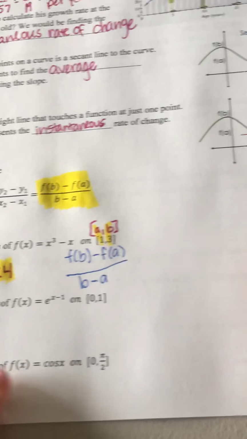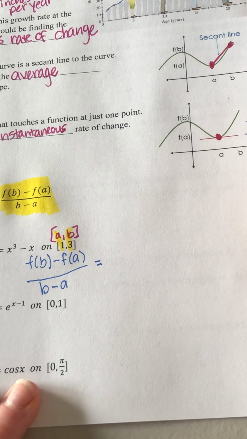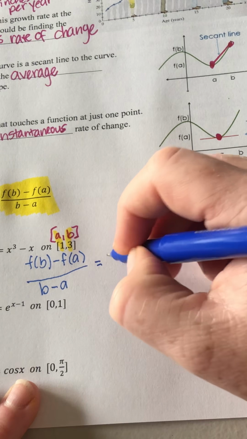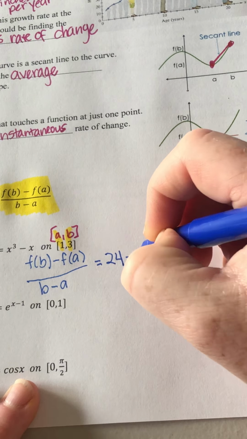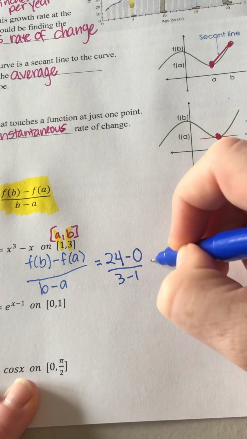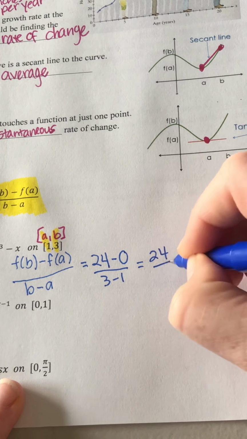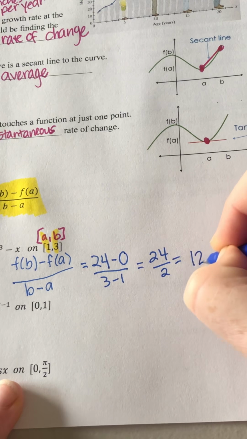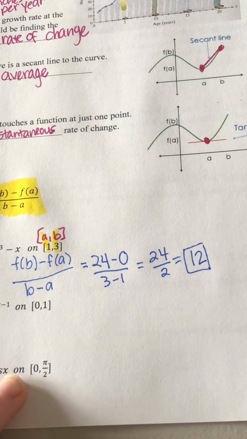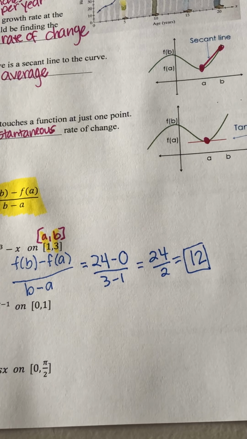Okay, so now that we plugged everything into the function, we really do have our points. F of B comes first. So f of B is 24 minus f of A, 0, over B, 3, minus A, 1. Okay, so that's 24 over 2, 12. So the average rate of change between 1 and 3 on that function is 12.